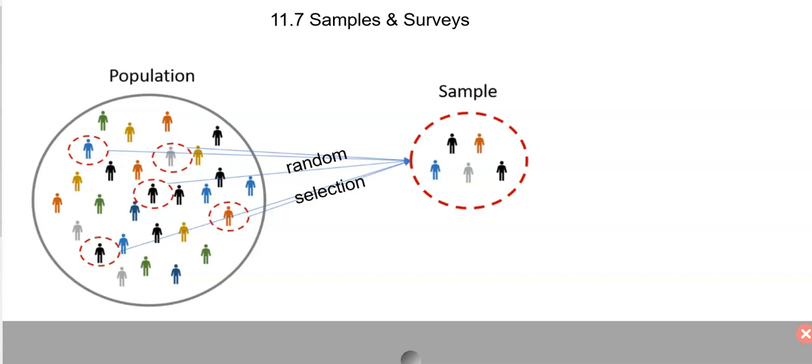Okay, so today we're going to talk about samples and surveys. A population is what you're studying. Let's just say the population was all St. Mary's students in the high school, and we wanted to ask them a question, like what's their favorite band. We wanted to find out what the favorite band was.